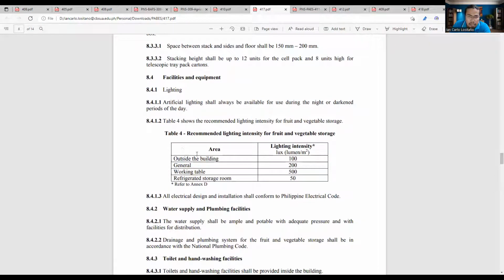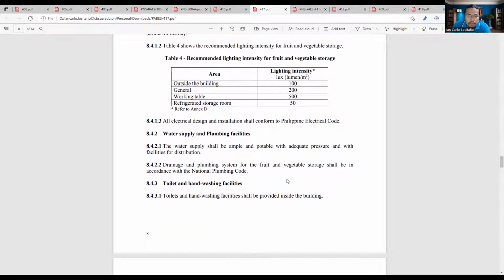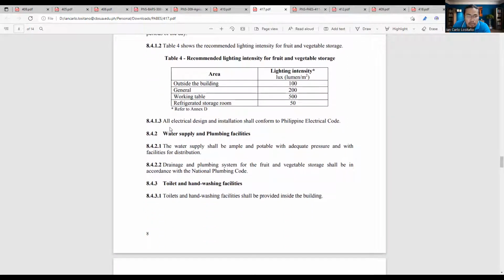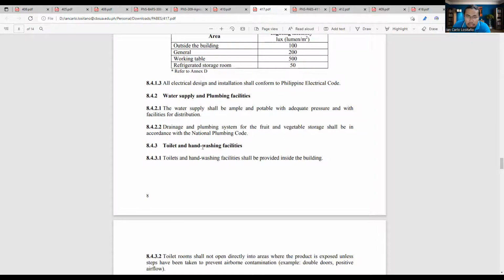Lighting, as required, you have various numbers for the different locations. For outside the building, you have 100 lux or lumens per square meter. You have the general 200, working table, refrigerated storage room. This shall be discussed further in electrification and control systems. The electrical design shall conform to the Philippine Electrical Code. It shall be discussed further there.